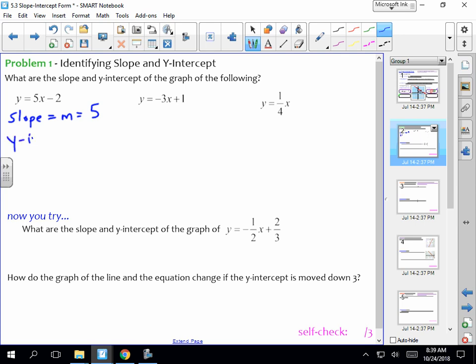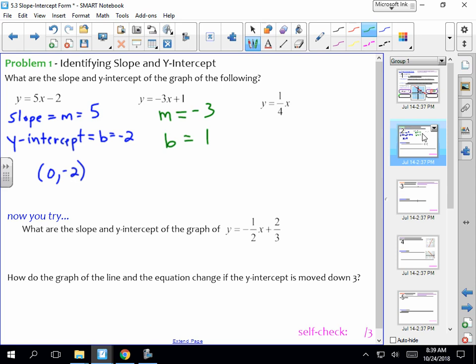The y-intercept, we use the letter b for that, and the y-intercept is -2. We need to understand that the coordinate of the y-intercept is actually (0, -2), but if you're just asked to identify the y-intercept in this equation, I'm okay with you just writing down -2. Second one, what is m? -3. What is b? 1. And that's all you're going to do in this first couple of problems in the classwork.